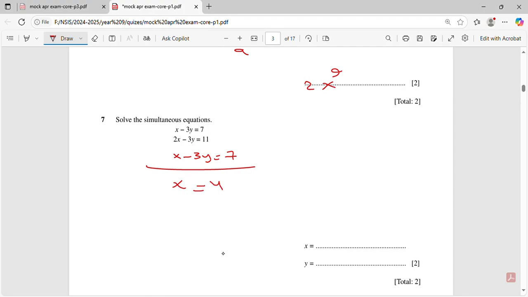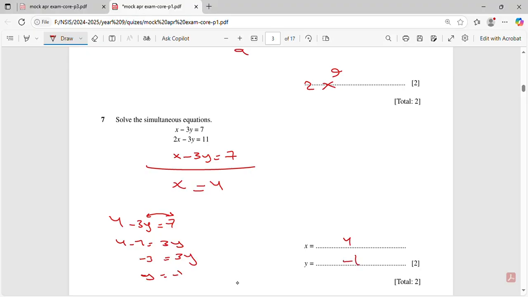I will take any equation to substitute the value of x. Let's take the first one, which will be 4 minus 3y equals 7. Now I will swap these two terms. It will be 4 minus 7 equals 3y, which is -3 equals 3y, which is y equals -1. So the value of x is 4, and the value of y is -1.